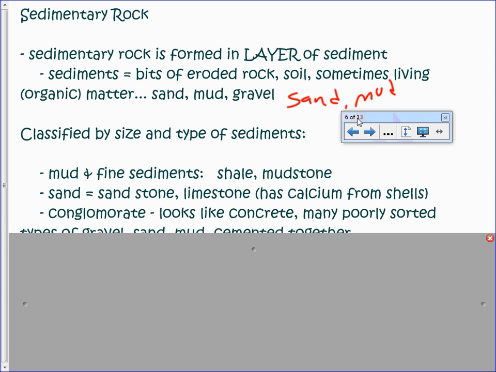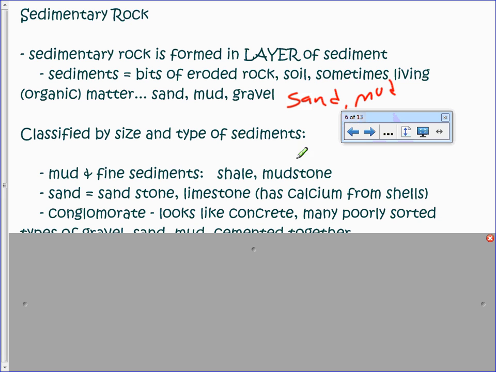You sometimes just call it mudstone. Sandstone and limestone. Limestone is generally more whitish. It has calcium from shells. Sandstone, here in Colorado, in this area, we have the Lyons sandstone that is used in a lot of buildings. So all the buildings at CU have that flagstone or Lyons sandstone. There's samples of that in your box.